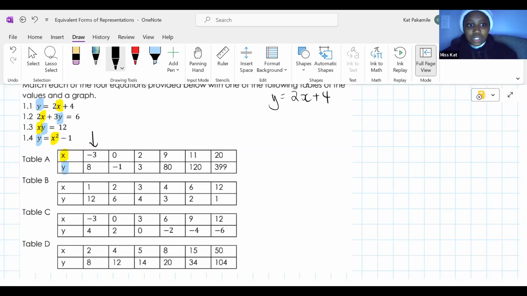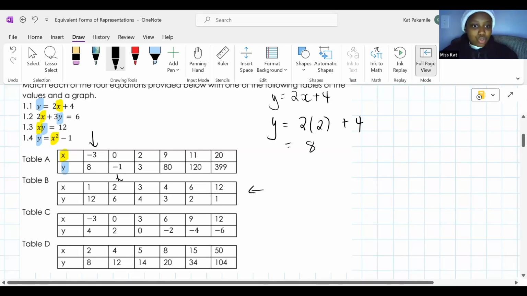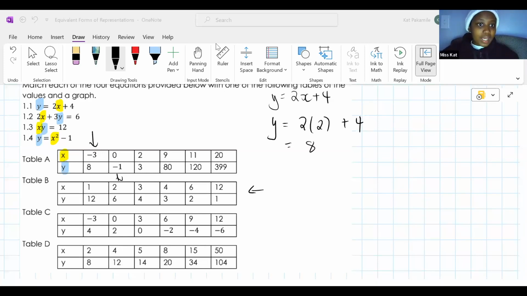This time I'm going to substitute 2 times an input of 2 plus 4. What is 2 times 2 plus 4? That is correct, this is going to give us 8. Now we are on table B. When you have an input of 2, is 8 the output you're looking for? No, it isn't. Look carefully for table B.